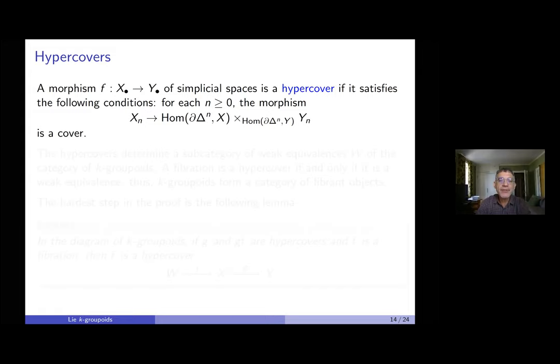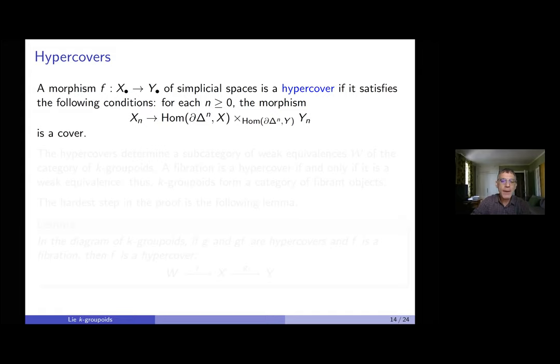So the definition of hypercover now uses the boundary of the n-simplex, and it's a very similar definition. The point is that in the theory of simplicial sets, a map which satisfies this condition is automatically a weak equivalence of simplicial sets, a weak homotopy equivalence. And in fact, the maps of simplicial sets that satisfy this condition are exactly the ones which are a fibration in the sense of the previous slide and weak homotopy equivalences. So hypercover is somehow the essence of the notion of weak homotopy equivalence translated to the theory of Lie groupoids.